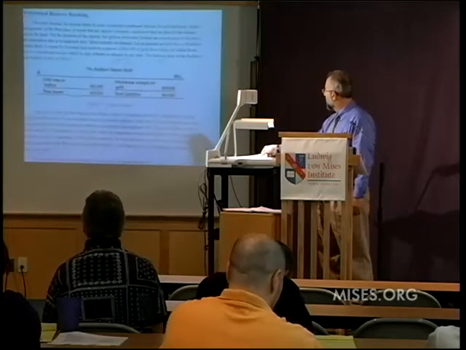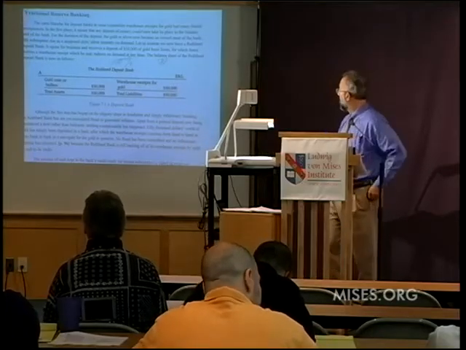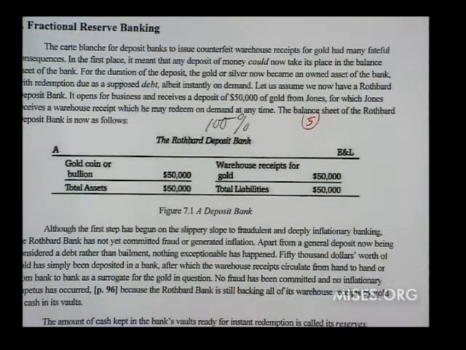So if this is the Rothbard Deposit Bank, and I'm using examples from his book, Mystery of Banking, if people deposit $50,000 in gold, their total liabilities are $50,000. They owe their depositors $50,000. On the left side, they now have gold coin or bullion in their vaults, held 100% to back up the warehouse receipts they've issued. So their total assets and liabilities are equal. This is known as 100% reserve banking, because 100% of the deposits are held in reserve.